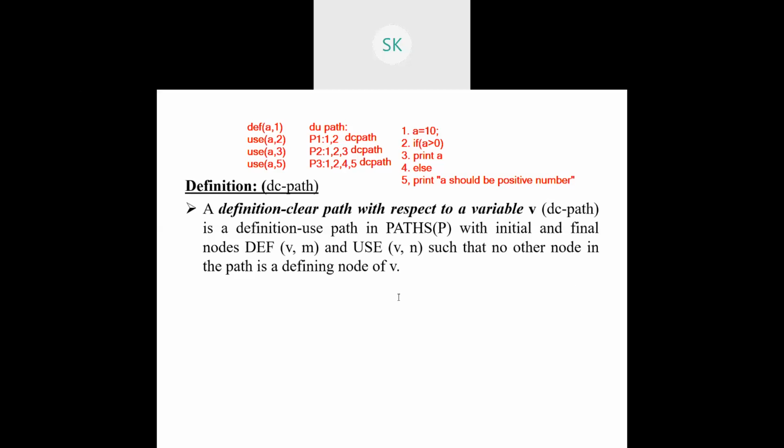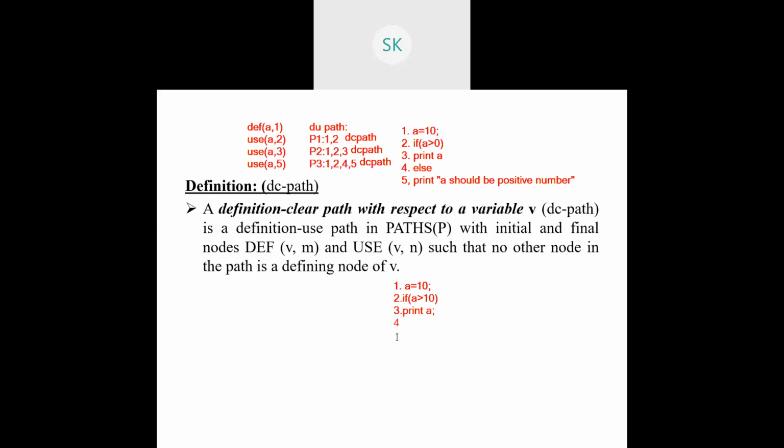Now I'll write one more code. The same statements, there is no change in it. First statement is A equals 10. Second statement, if A greater than 10. Third statement should be print A. Print A is what actually? It's a computational use.